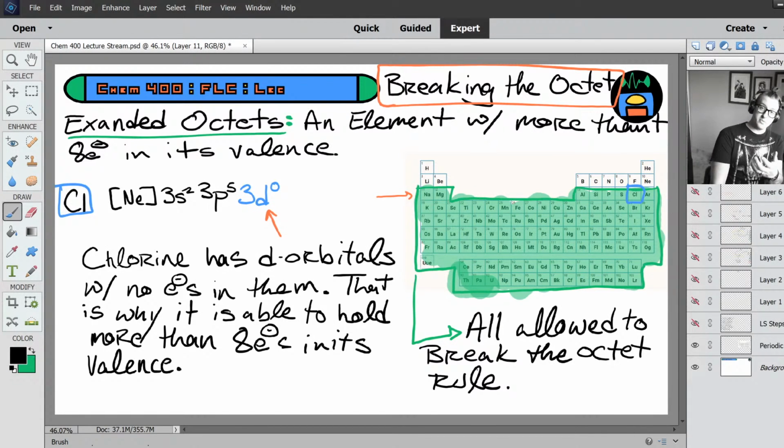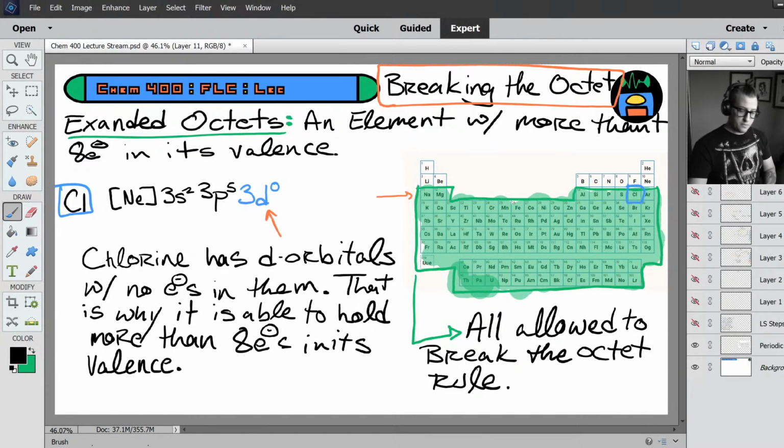The octet rule comes from the fact that there's 1 s orbital and 3 p orbitals. So you've got 4 orbitals, which can hold 8 electrons. Chlorine now has 5 empty orbitals, so it's able to hold much more. And that is true for every element on the third period and lower. They all have access to their d orbitals. And so that's what allows them to expand beyond 8 valence electrons.